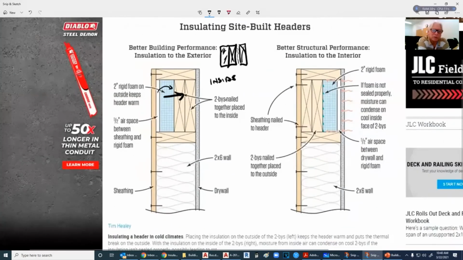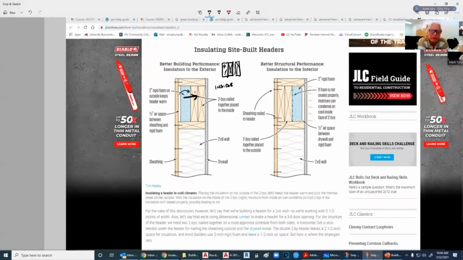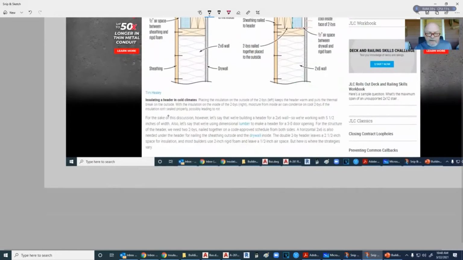Well, the space is on the outside the way they're showing it. What's that? The airspace is on the outside. That's where you want it. Yeah, okay, that's why they're saying it. Let's see if it says anything about the airspace.